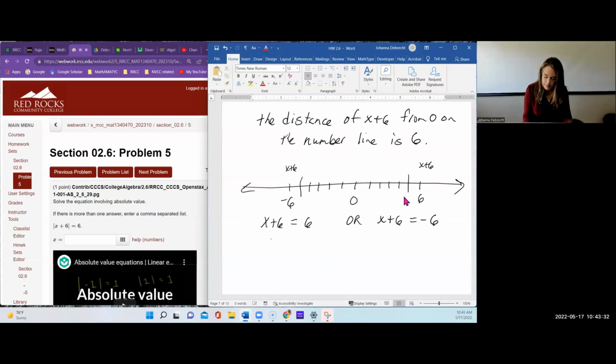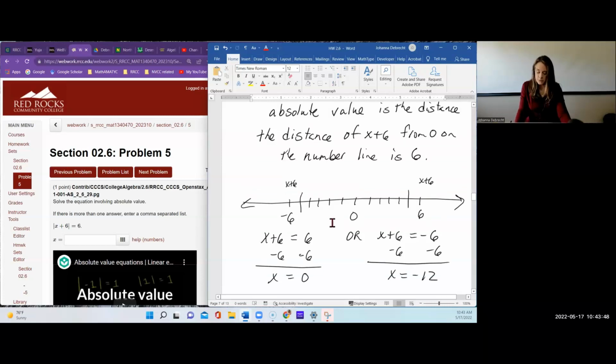In this side, I'm going to subtract 6 from both sides, and that will give me x equals 0. On this side, I'm going to subtract 6, and that gives me x equal -12.